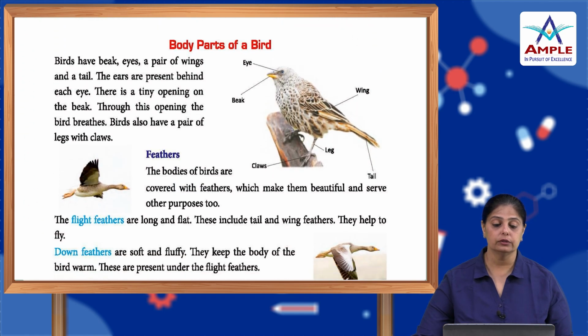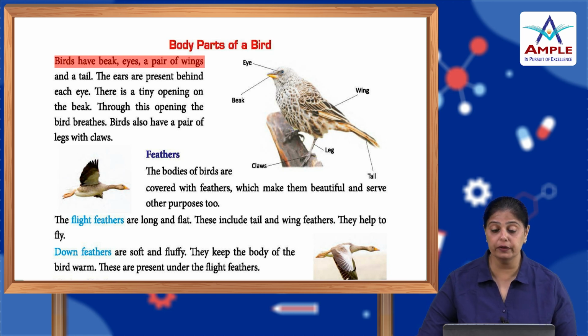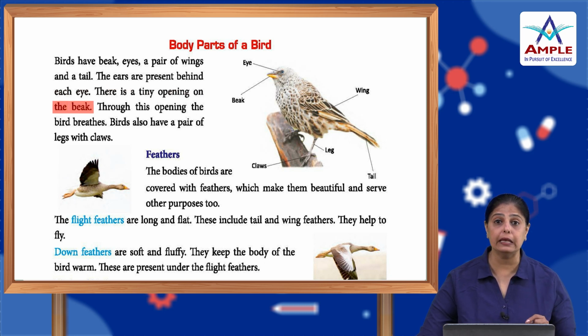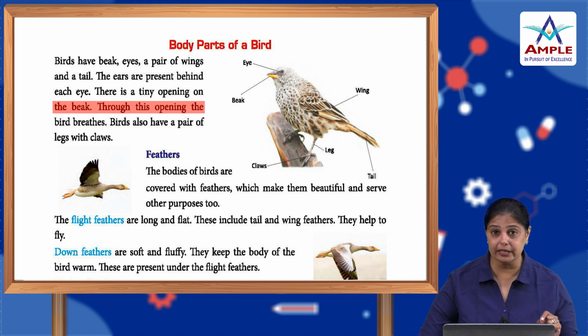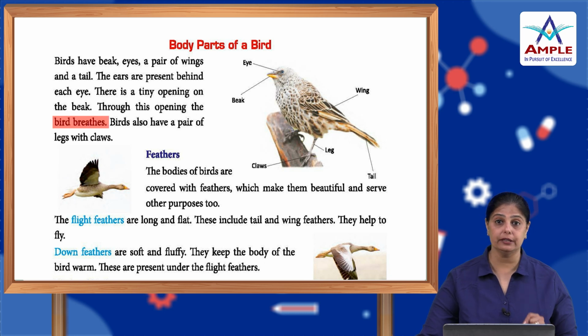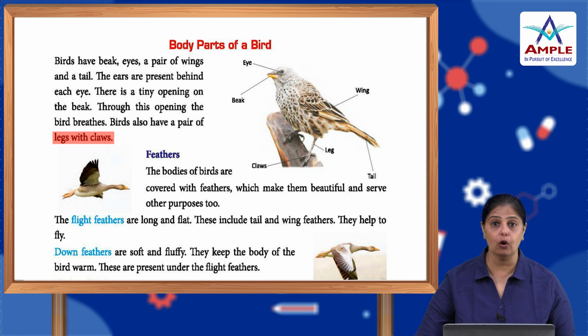Okay. Now body parts of a bird. So birds have a beak, they have eyes, they have a pair of wings and a tail. The ears are present behind each eye. Okay. So behind the eye are the ears. There is a tiny opening on the beak. So if you look at the beak, there is a tiny opening. This opening is the place through which the birds breathe. Okay. Birds also have a pair of legs with claws.